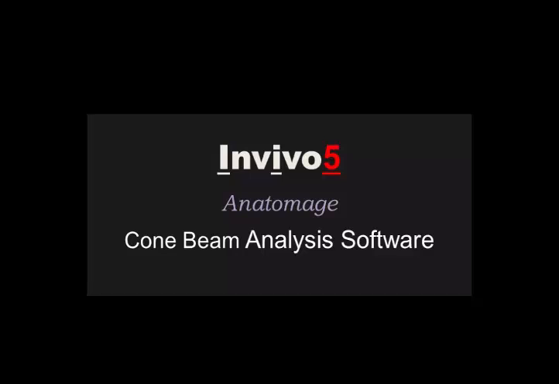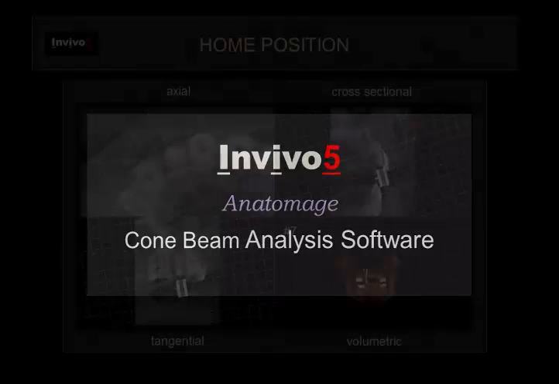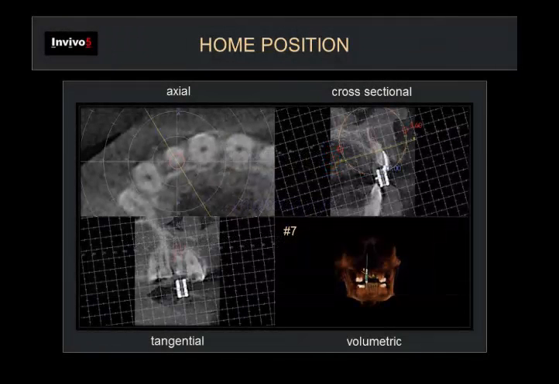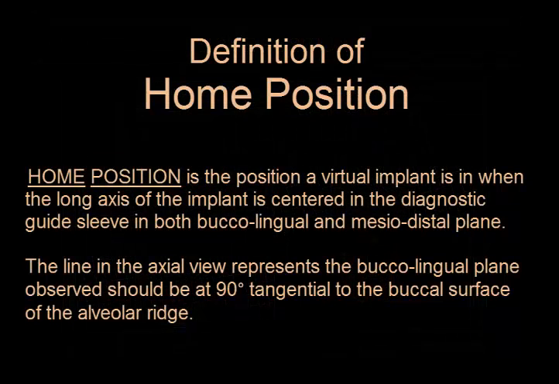In vivo 5 software is used to analyze the images in the cone beam x-ray. A virtual implant is selected from the implant library. It is placed in the image, aligned with the guide sleeve in both the mesiodistal and buccolingual view. The home position is the position a virtual implant is in when the long axis of the implant is centered in the diagnostic guide sleeve in both the buccolingual and mesiodistal plane.